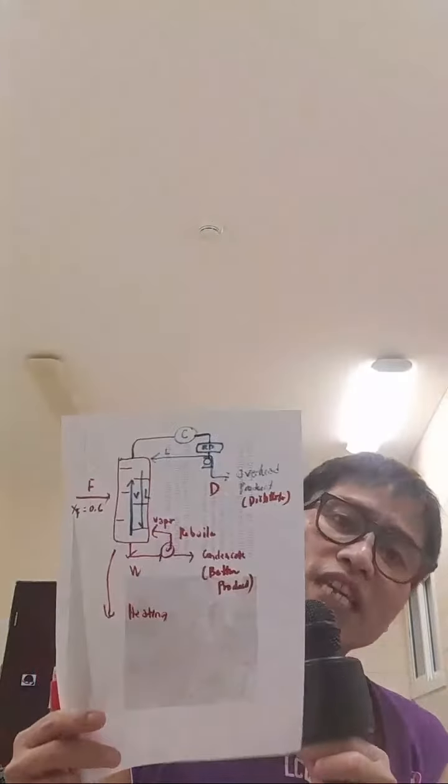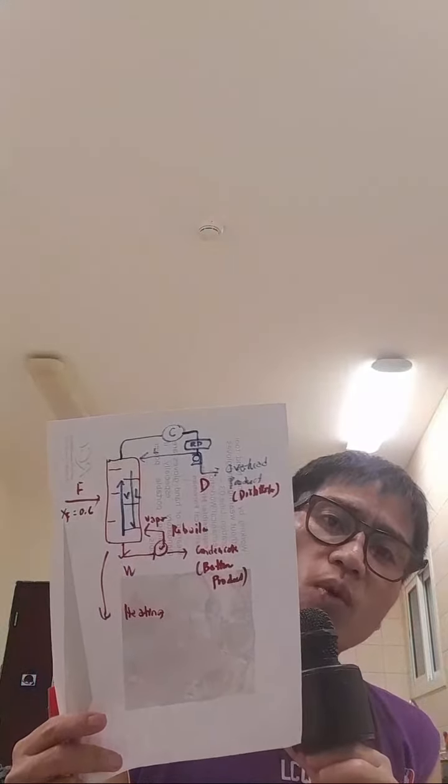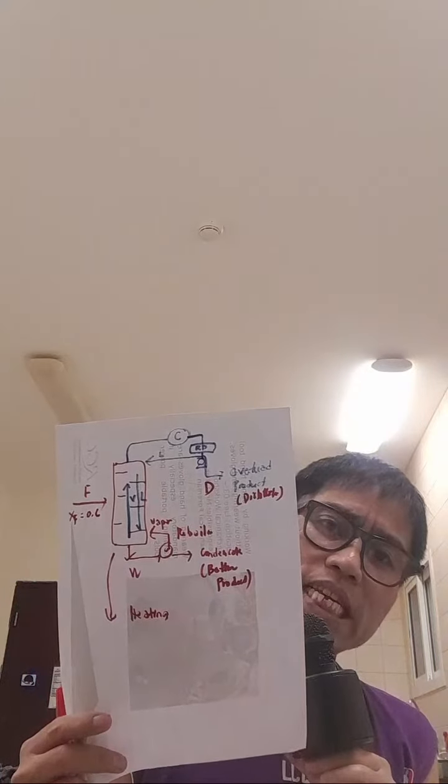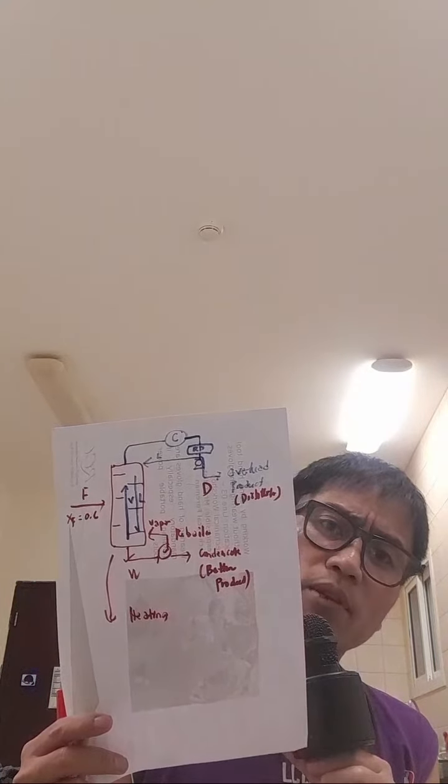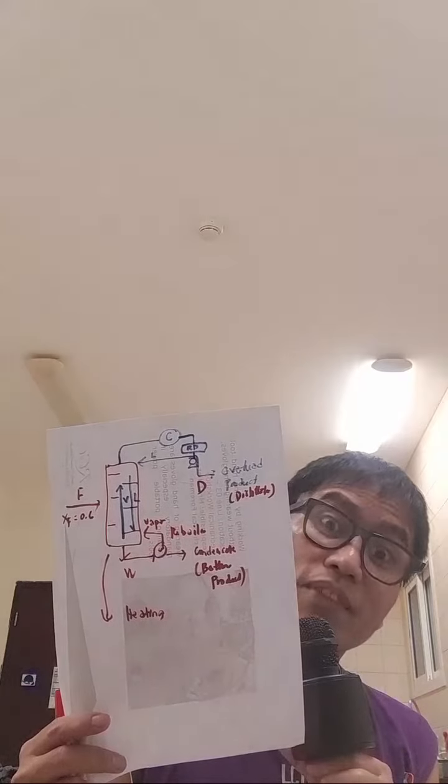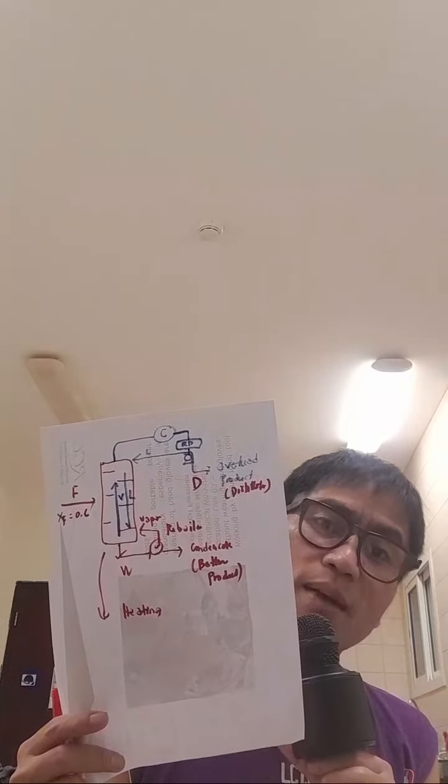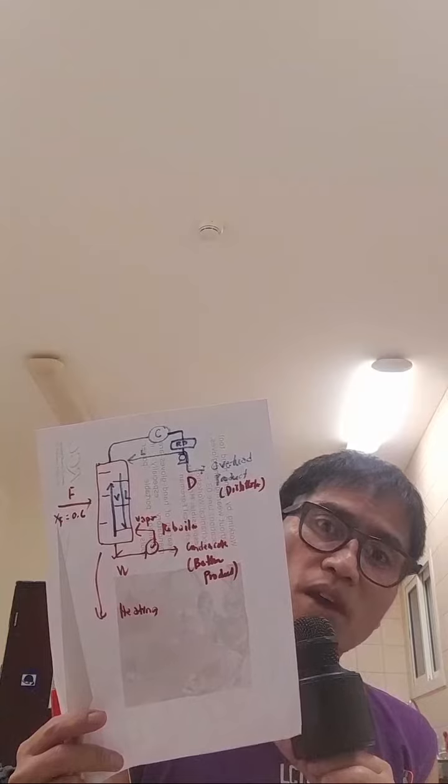Okay, going back. Now we go to the overall material balance, and it's very clear. Capital F is equal to capital D plus capital W, because D and W will go out from the distillation unit, and what comes in is the capital F. So F is equal to D plus W.